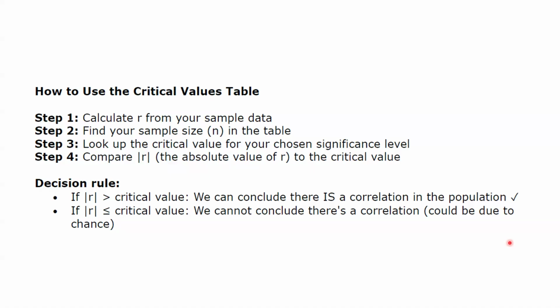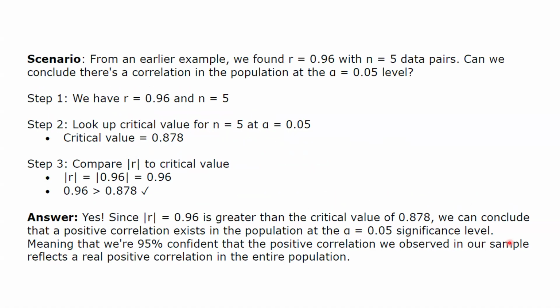So let's look at our example from earlier. We found that R equals 0.96. We actually found out it equaled 0.87, but let's just go with it. It's around the same value. With n equaling 5, which is our number of data pairs, can we conclude there's a correlation in the population at the alpha equals 0.05 level? Well, we have R equals 0.96 and n equals 5.